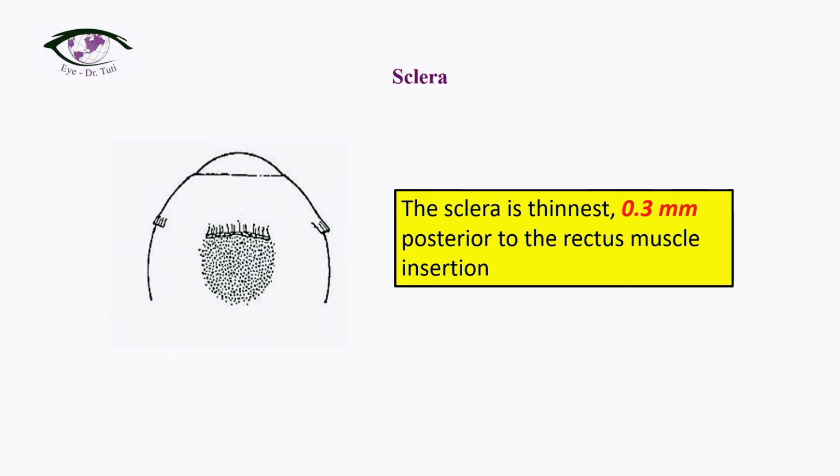Here you can see on the photo the thin area, the thinnest area of the sclera behind the muscle, which you have to be aware of.